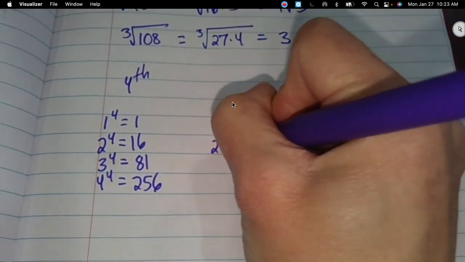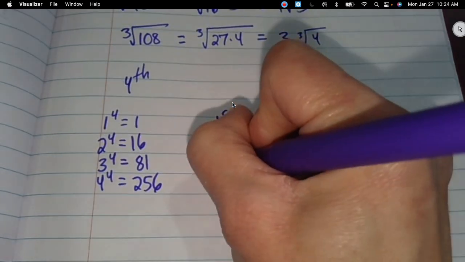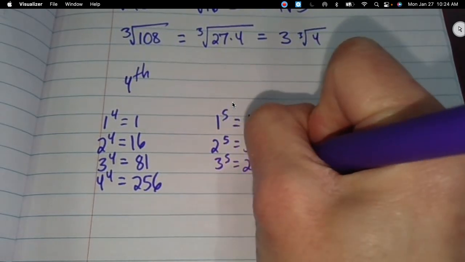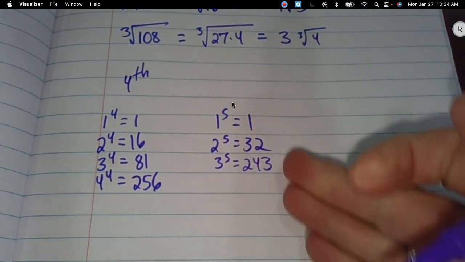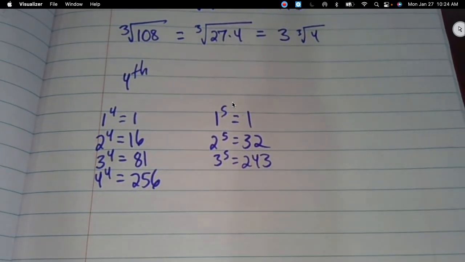2 to the 5th, I think, is 32. And then watch, 3 to the 5th is 243. I really don't need to go above that. So if you have a 5th root, it's probably going to be one of these 2 numbers that goes in it. Okay? Now, for the 5th root, would we have the absolute value bars? No, an odd root, you never have absolute value bars.